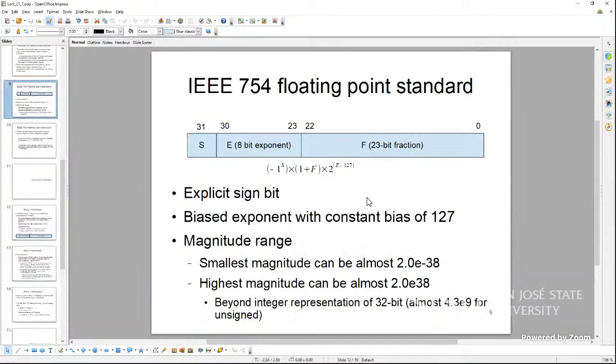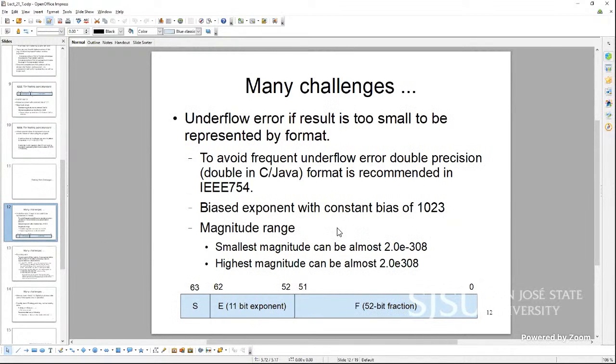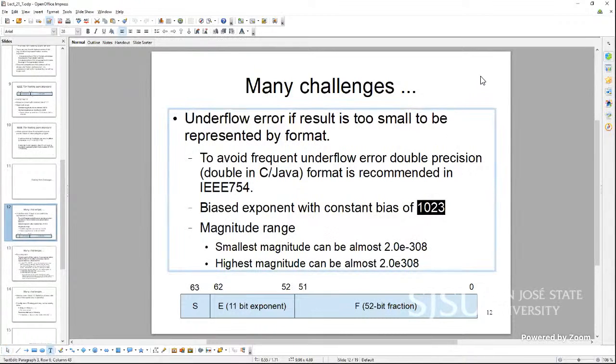Oh, okay, that makes sense. Yeah, this value is always assumed. It is not encoded within the bit pattern. It is just assumed that the 32-bit IEEE 754 floating point standard has this constant bias of 127, whereas the 64-bit double precision representation has a constant bias of 1023.